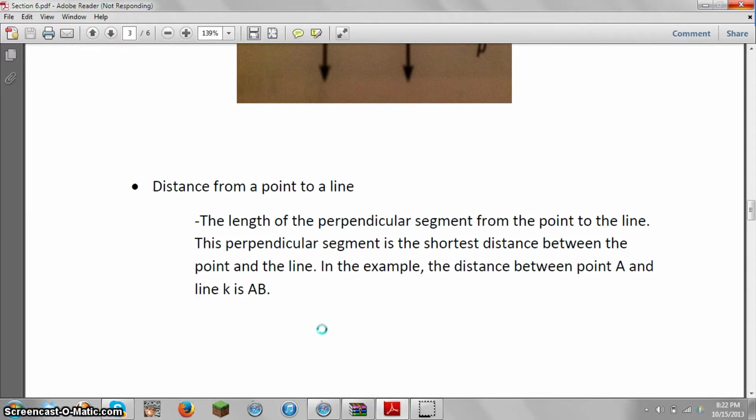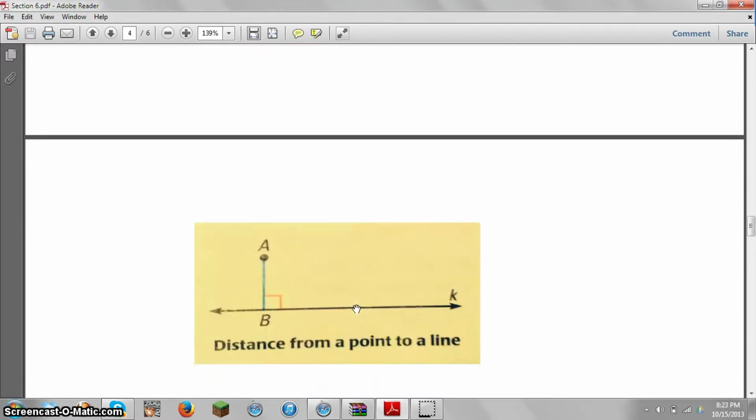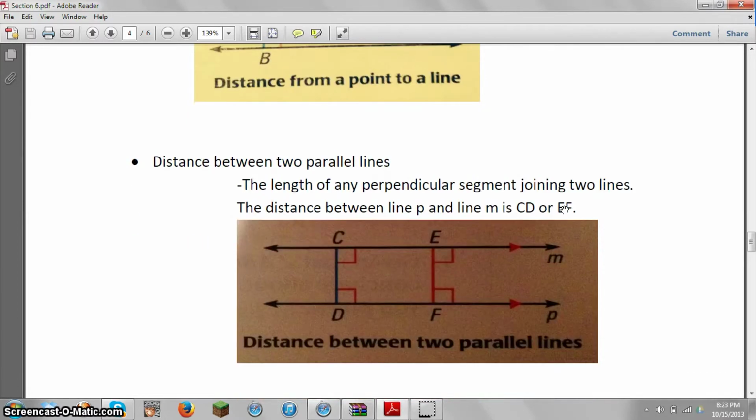In the example below, the distance between point A and line K is AB. The distance between two parallel lines is the length of any perpendicular segment joining two lines. The distance between line P and line M is CD or EF.